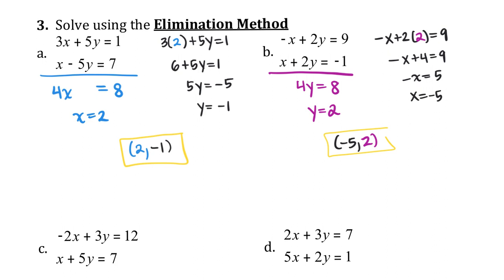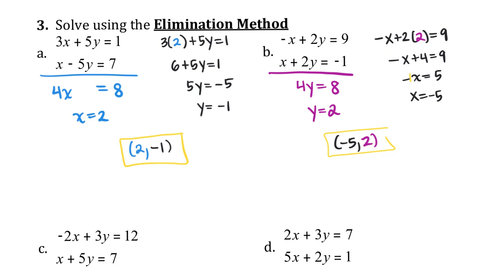Okay, for B, my final answer was -5, 2. I chose to plug it in the first equation. So I had -x plus 2 times 2, -x plus 4 equals 9. I subtracted the 4 and got 5. And then I had -x equals 5. Remember, this is like -1x equals 5. So I divided by -1 and I got x equals -5. If you plugged into the other equation, you should get the same answer.